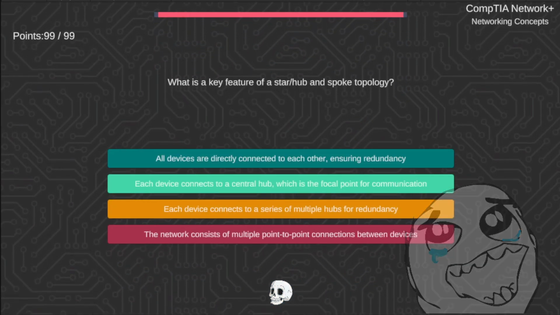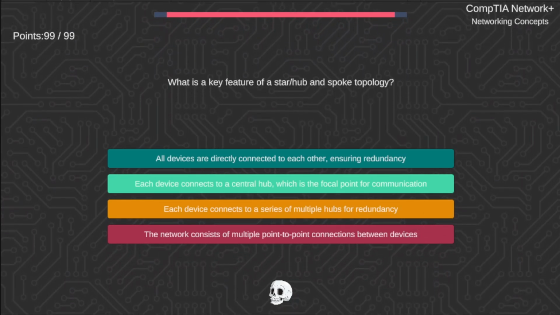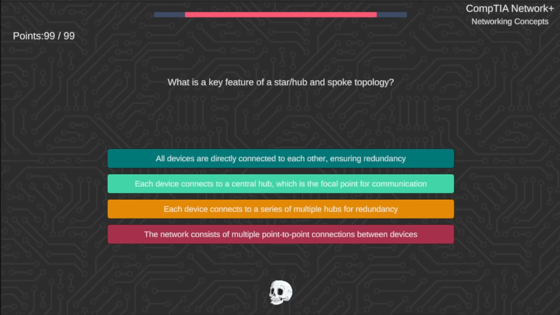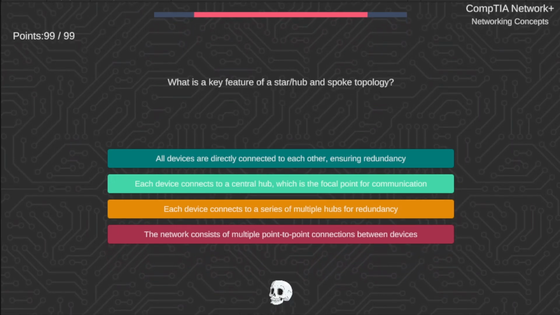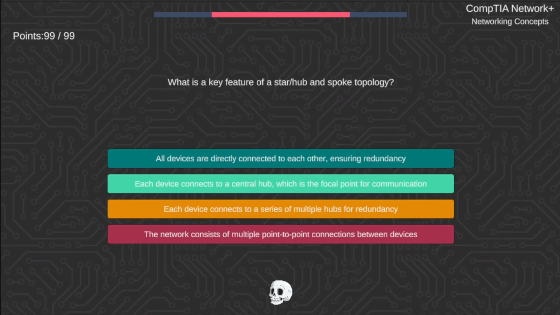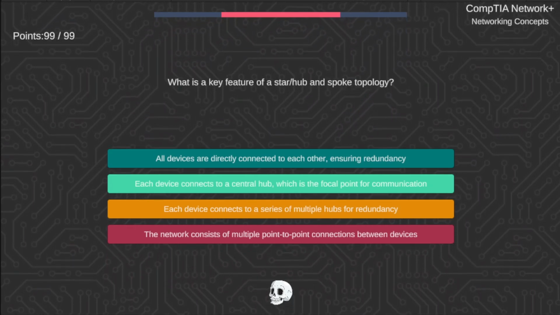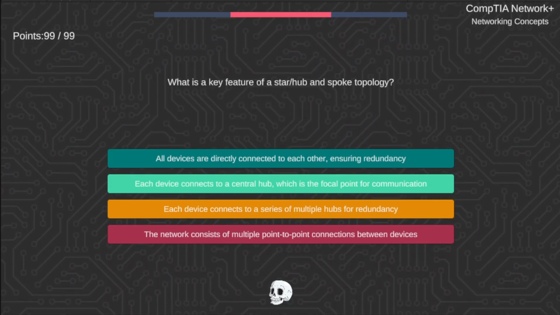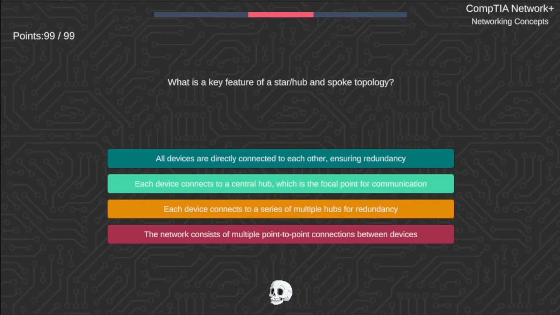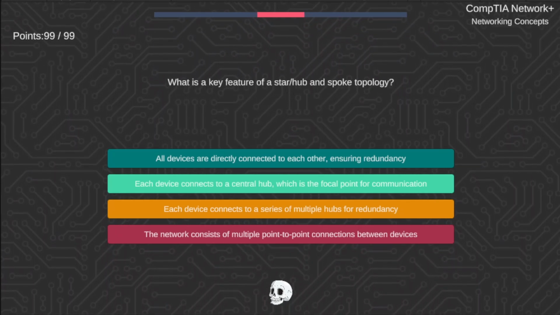What is a key feature of star hub and spoke topology? All devices are directly connected to each other, ensuring redundancy. Each device connects to a central hub, which is the focal point for communication. Each device connects to a series of multiple hubs for redundancy, or the network consists of multiple point-to-point connections between devices. The key feature of a star hub and spoke topology.